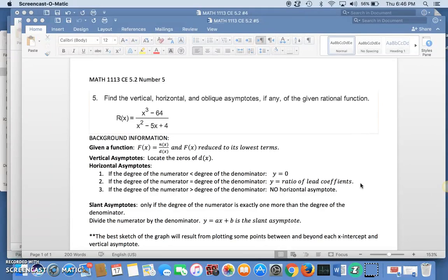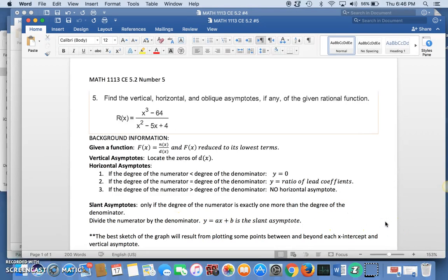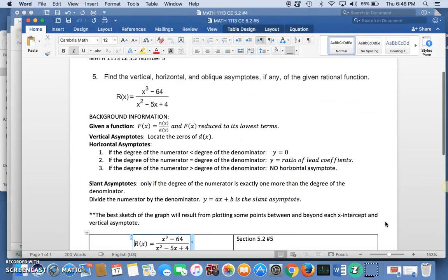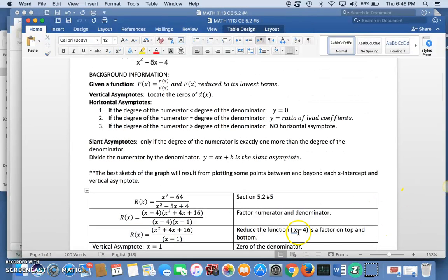Okay, this is problem number 5. You're finding your asymptotes again. I left the reference information that we had earlier available for you, and it's kind of there. The first thing you want to do is to factor.